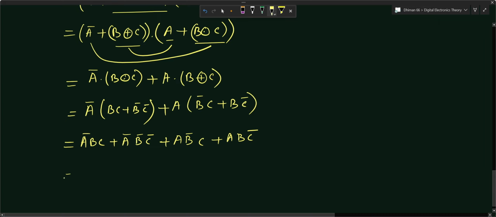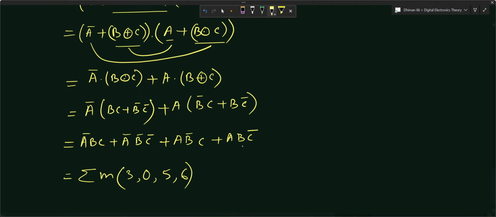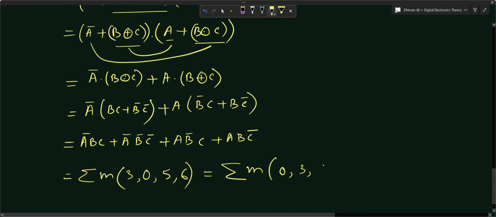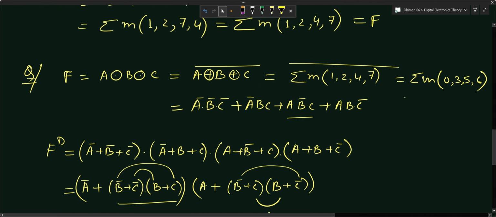Okay, if we write in sum of min term expression, so what we'll write here, this is nothing but 3, this one is 0, this one is 5, and this one is 6. Because this is 1 1 and 0, so this is 6. So if we rewrite this, so what will happen, sum of 0 3 5 6. 0 3 5 6 means this is the left hand side, or we can say that this is the given function.